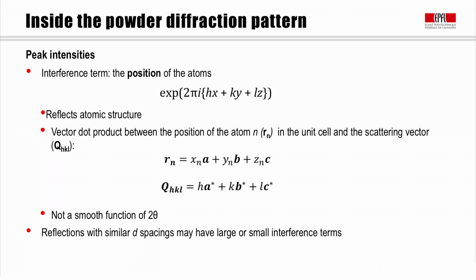In fact, the interference term is a vector dot product between the position of the atom n, Rn, as one can see here, and the scattering vector q, HKL, in which HKL is the reflection plane. It is important to realize that this interference term is not a smooth function of 2 theta, and thus reflections with similar d-spacings may really have larger or similar interference terms. This really depends on the positions of the atoms in the unit cell and the interference with the scattering vector.